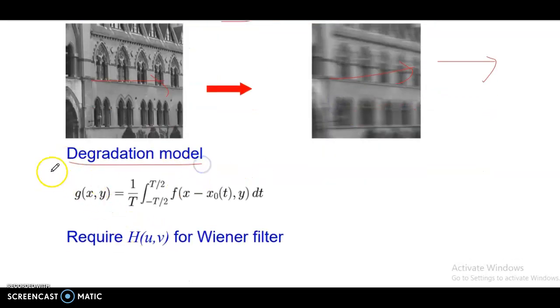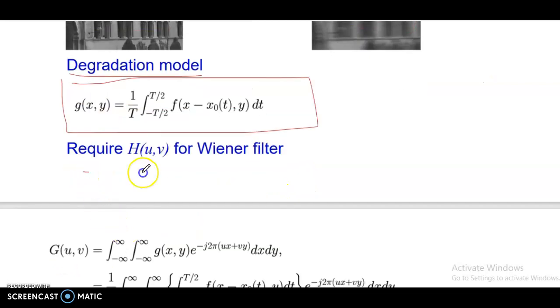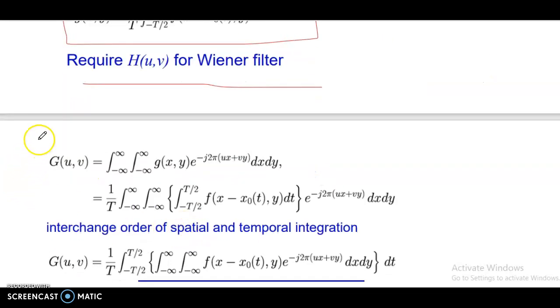Degradation model: g(x,y) equals 1/T times the integral from -T/2 to +T/2 of f(x - x0(t), y) dt. We require H(u,v) for a linear filter.